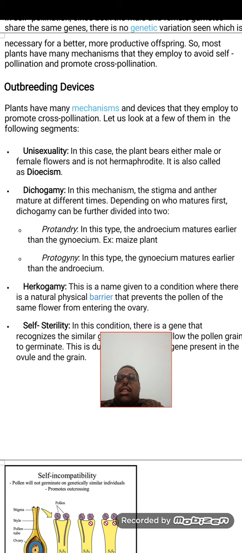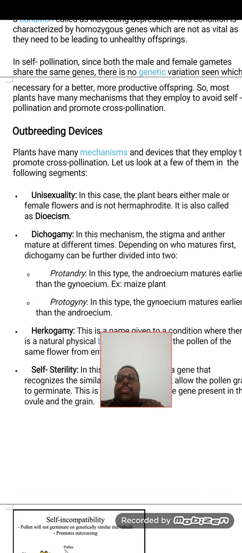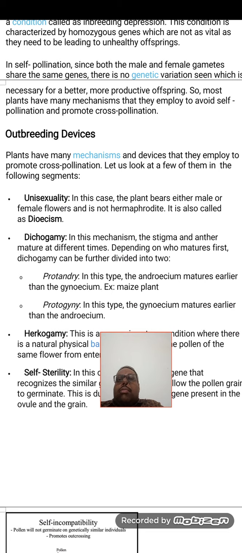There are many other important questions also given, which are very commonly asked in examinations. And the next one is outbreeding. Outbreeding means promoting cross pollination. If we want to promote cross pollination, what characters are required? One character is that the flower should be of one sex, that is, unisexual.